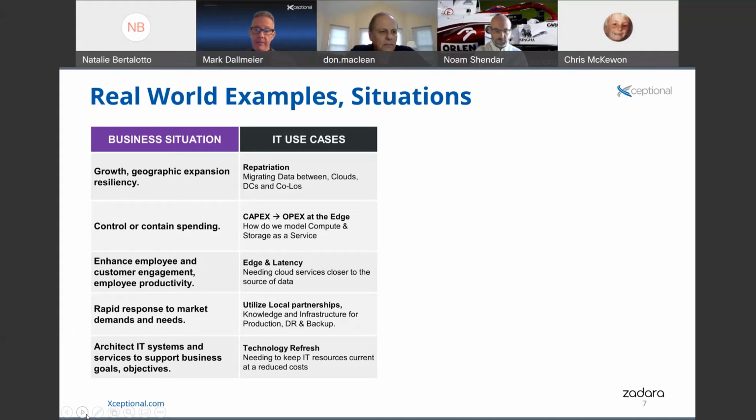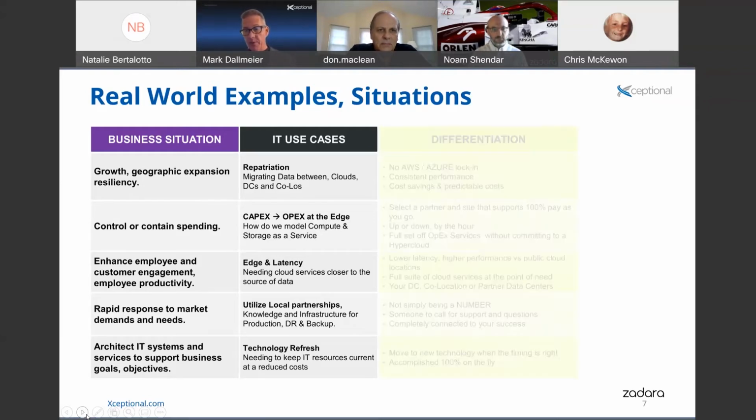So what I'd like Noam to do is talk a little bit about Zadara's experience around these different IT use cases and these business situations. And Noam, maybe you can walk us through what your experiences are and how some of your customers have addressed these needs while they're still trying to address their defense and protection against ransomware and move more towards a zero trust infrastructure and architecture.